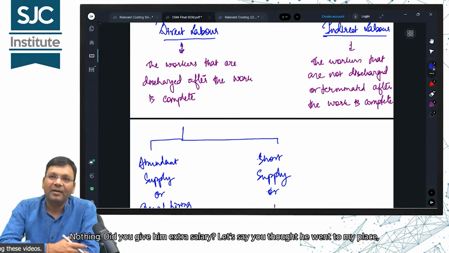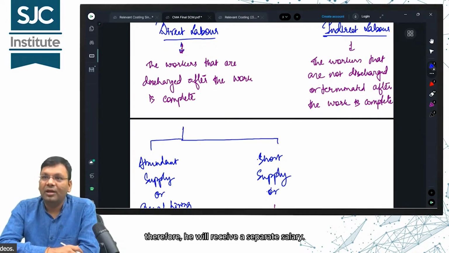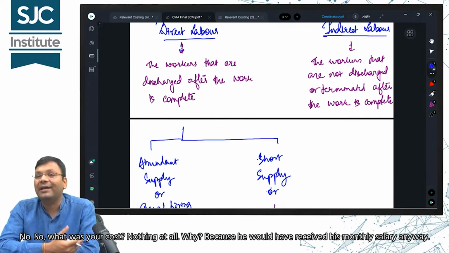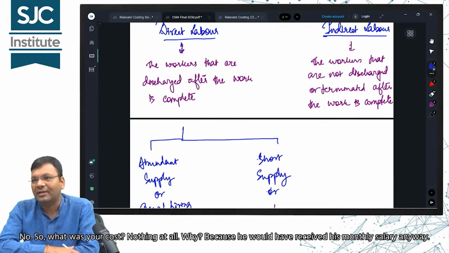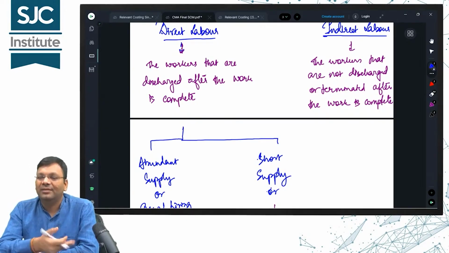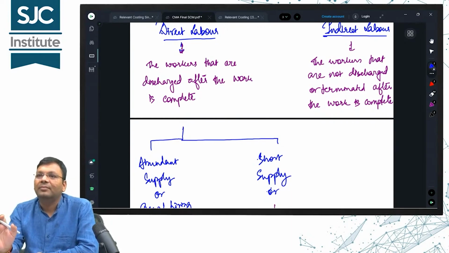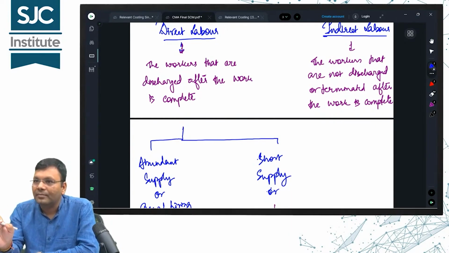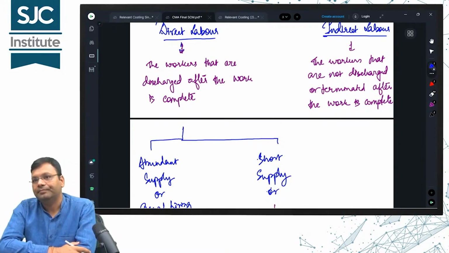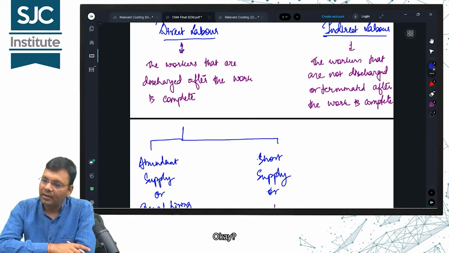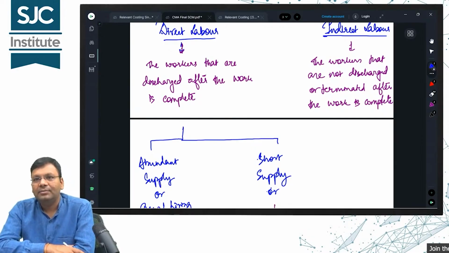Did you give him extra salary? Let's say you thought he went to my place, therefore he will receive a separate salary. Would you give the manager a separate salary? No. So what was your cost? Nothing at all. Why? Because he would have received his monthly salary anyway. And what about taxi fare incurred for the journey? Let's say it was your company's motorcycle and the petrol is filled in it and he goes on it only. You didn't give anything separately for that. Let's assume nothing is given separately. So its relevant cost is nil.